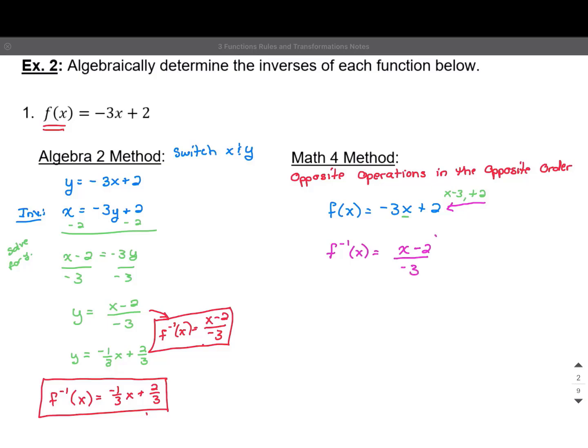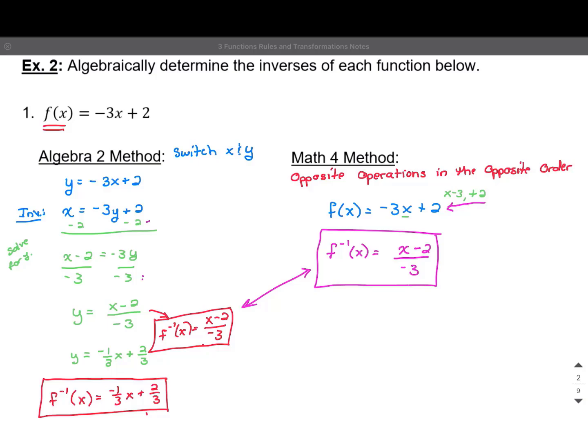That's dividing by negative 3. And lo and behold, same answer, a lot less algebra. But remember, when we solve this equation for y, we are doing those opposite operations in the opposite order. We subtracted 2, then we divided by negative 3.